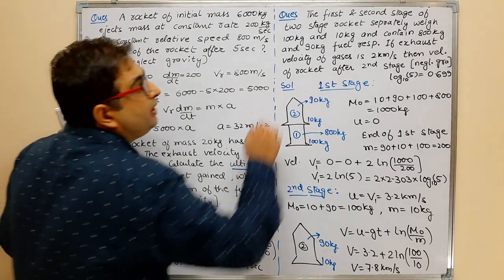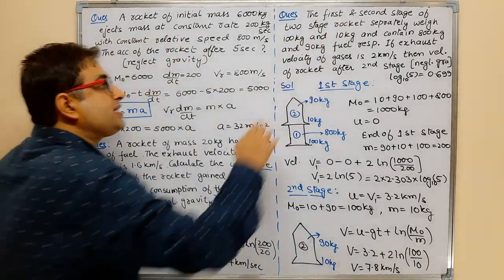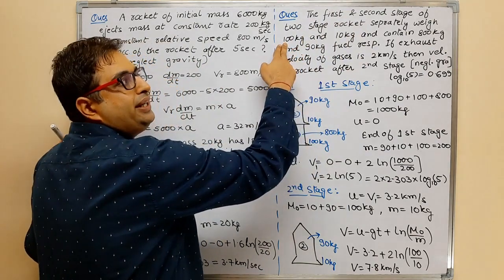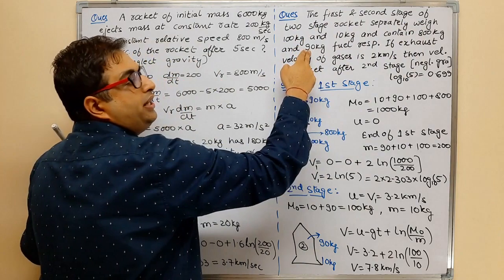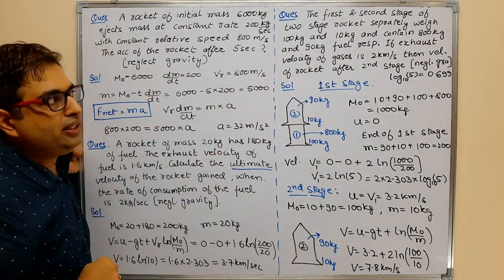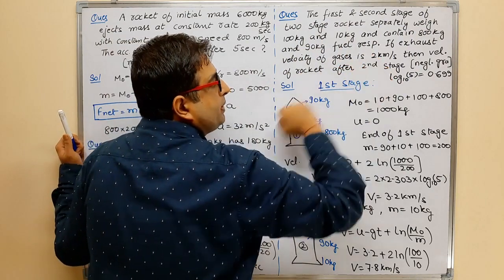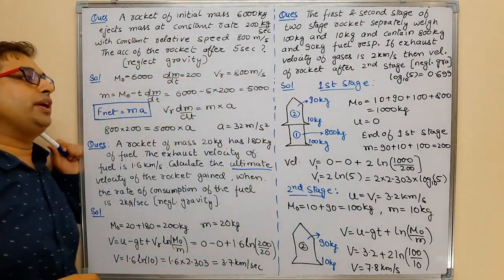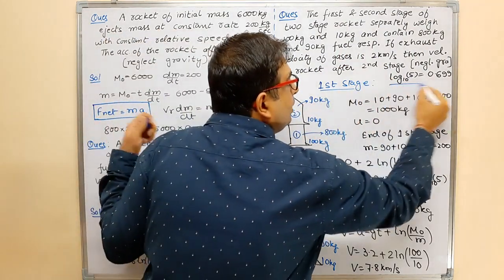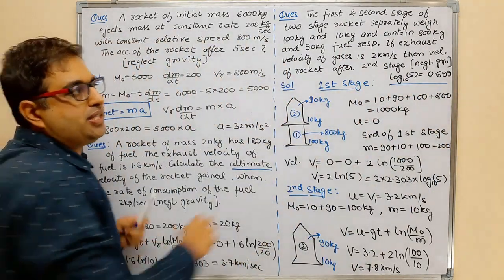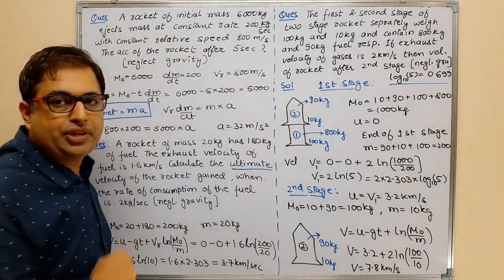Next problem. The first and second stage of a two-stage rocket separately weigh 110 kg, and the fuel mass is 890 kg. If exhaust speed is 2 km per second, then find the velocity of the rocket after second stage. One data is given to you, log base 10 of 5 is 0.699, and we have to neglect gravity.